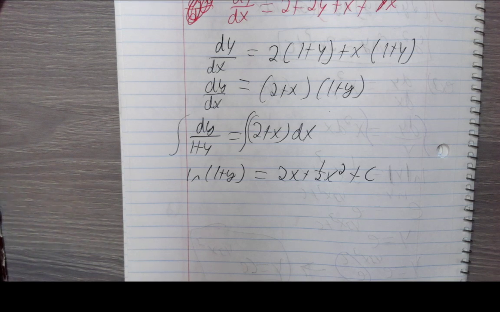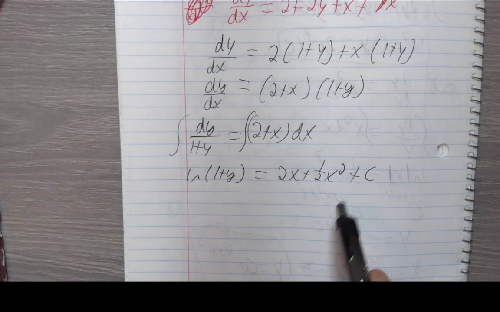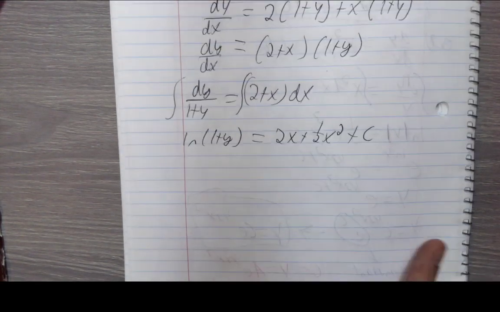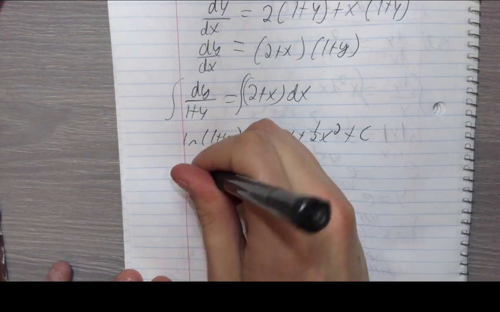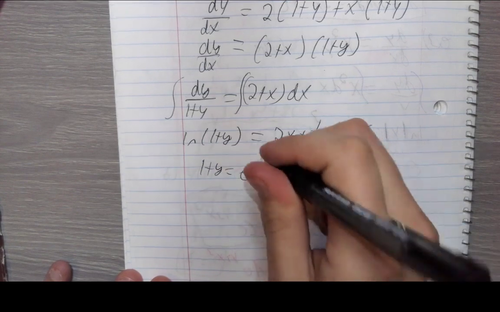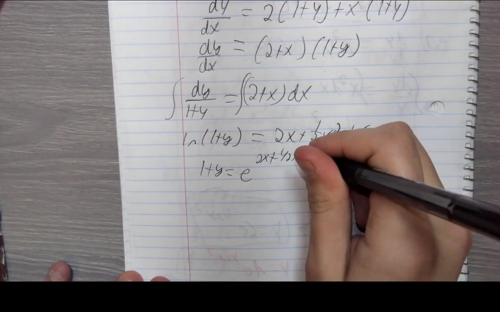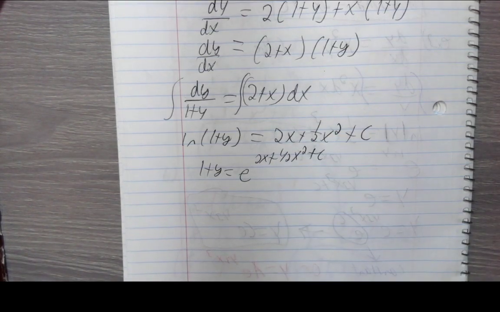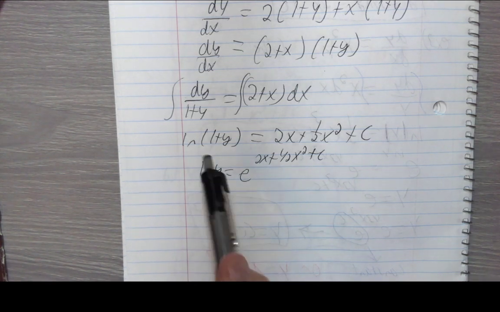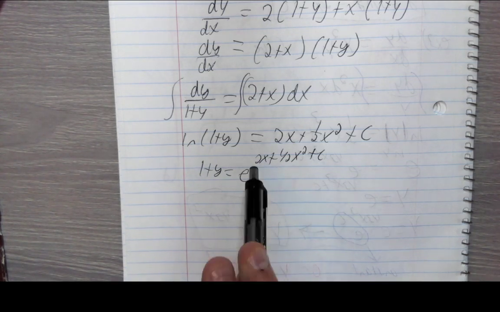Okay, now the rest is algebra, with the caveat of that c. That changes things just a little bit. So I'm going to basically take e and make it my base of both sides of the equation. When I do that to the left side, it cancels out the natural log to just give me 1 plus y. And then the right side turns into e to the 2x plus 1 half x squared plus c.